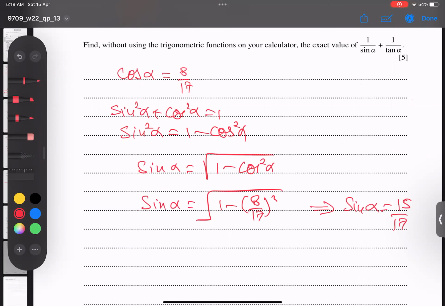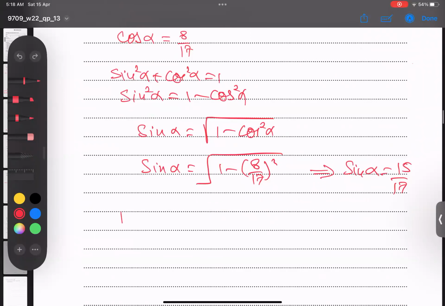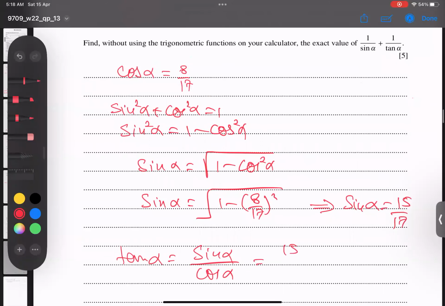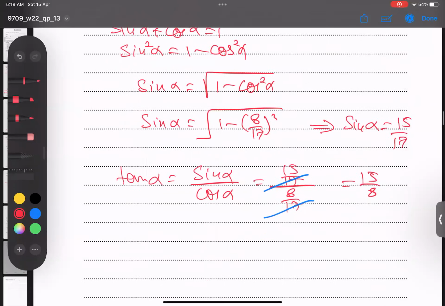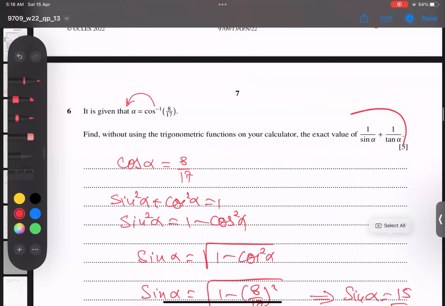So I got the sin alpha value, but I need tan also. What is the tan alpha value, students? Tan alpha is equal to sin alpha over cos alpha. Not a hard job. Sin alpha is 15 over 17 and cos alpha is 8 over 17. The denominators can be cancelled like this, and I got 15 over 8. So tan alpha, I'm writing finally here, is 15 over 8.